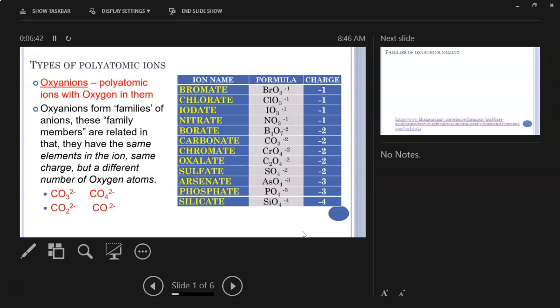Okay. So we're going to start over here. Main version is on your list, and it's going to end in ATE, right? All of those, phosphate, sulfate, oxalate, they all end in ATE. So an example, we'll use sulfate, SO4 2-. That's your main version. He's on your list. He ends in ATE.